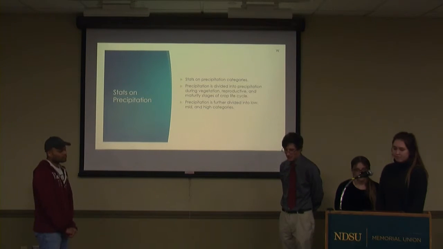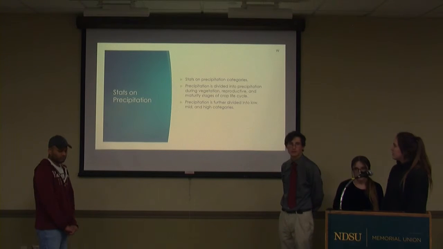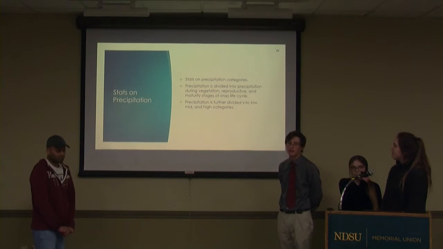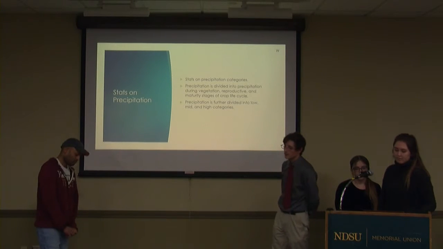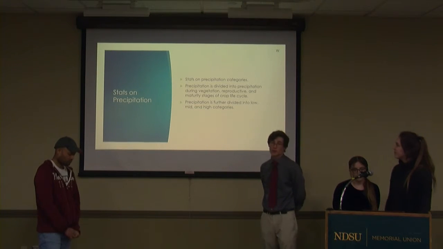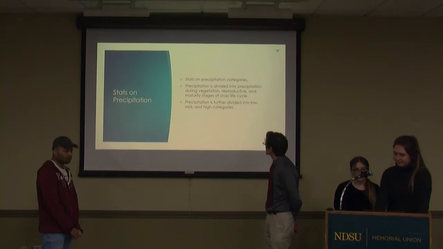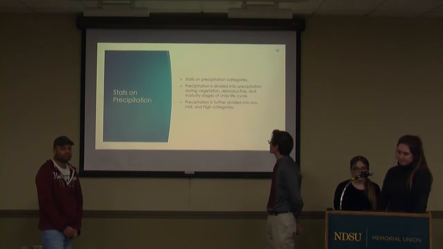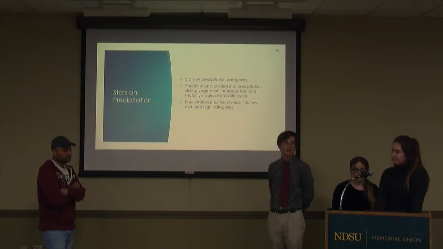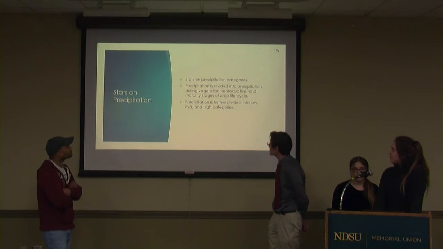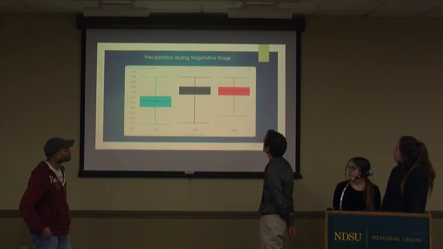So precipitation was divided into 3 categories: precipitation during the vegetative portion of the plant's lifespan, then the reproductive stage, as well as the maturity stage. And then the precipitation was further divided into 3 more categories: low, mid, high. Pretty much the same method we did with the elevation. Came up with these visuals right here.